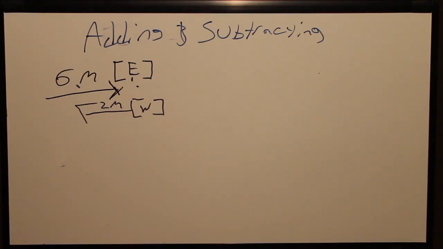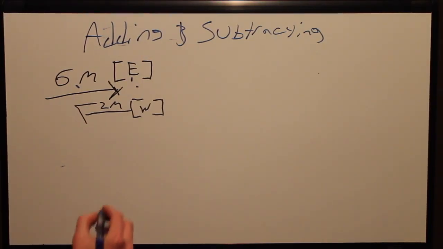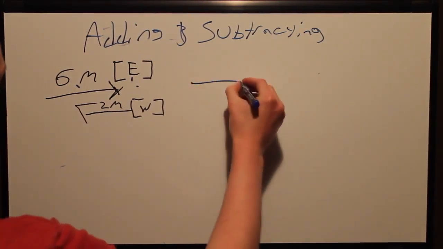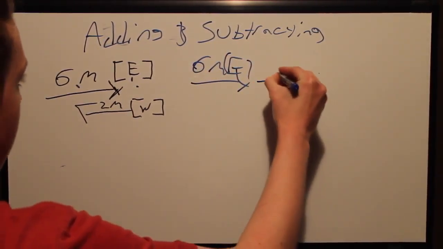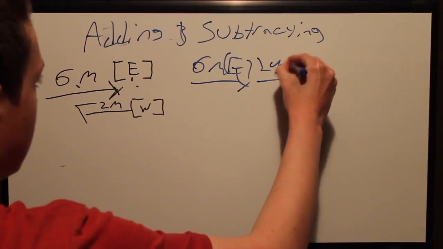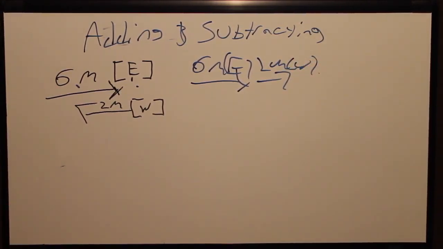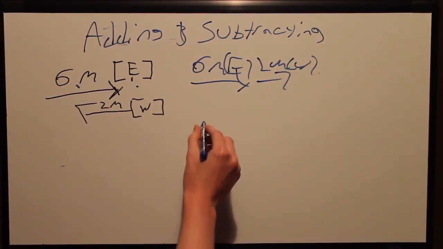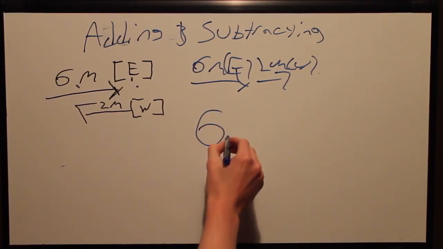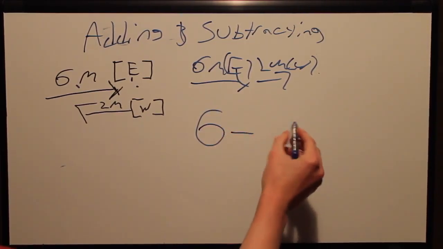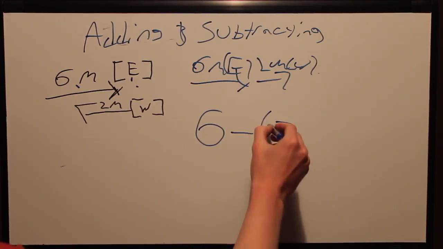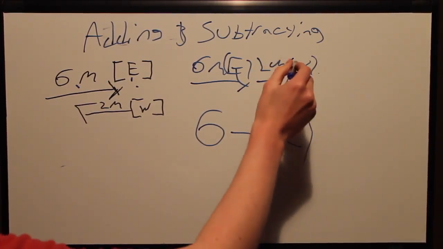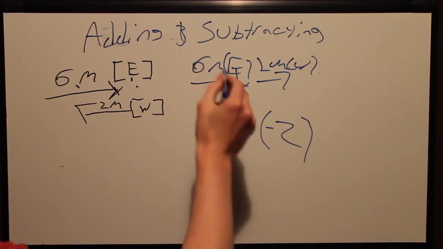Now, to subtract vectors, you basically do a similar thing. Again, attach tip to tail. 6 meters east, 2 meters west. All you do is you subtract 6 meters from 2 meters. But there's a catch. You have to make 2 negative since it's in the opposite direction of 6. West is opposite of east.